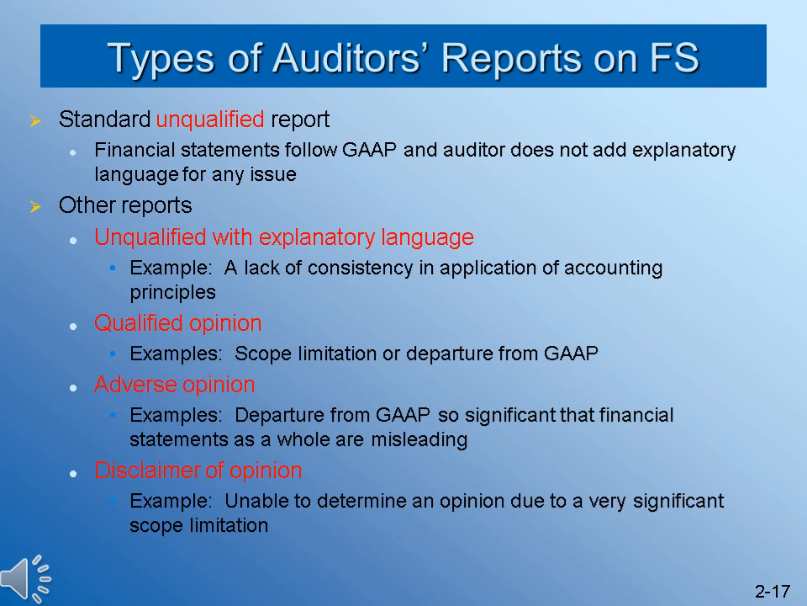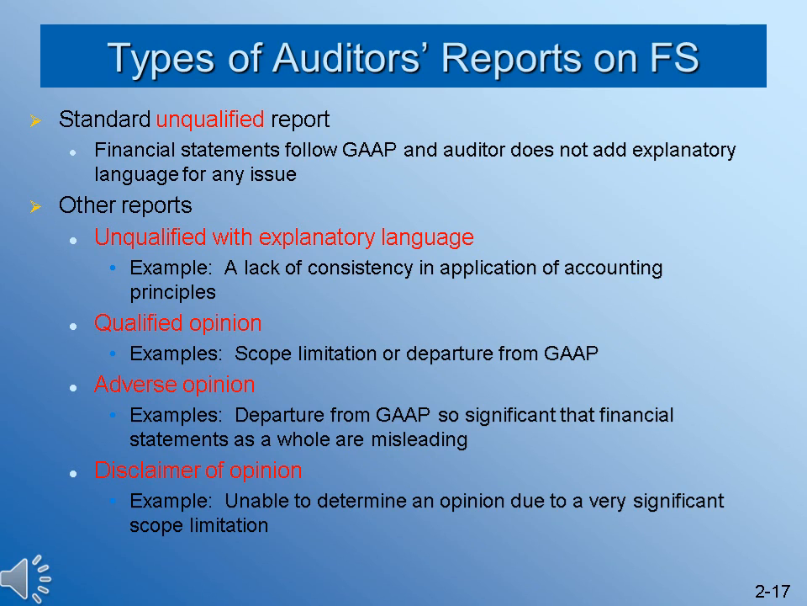An adverse opinion would be issued by an auditor when there's been a departure from GAAP so significant that a financial statement as a whole would be misleading. And then a disclaimer of an opinion would be issued by an auditor when the scope of the audit has been so severely limited that it would not be possible to do a majority of the audit procedures required in order to conduct an audit in accordance with generally accepted auditing standards. Certainly, again, these reports other than unqualified are rare.